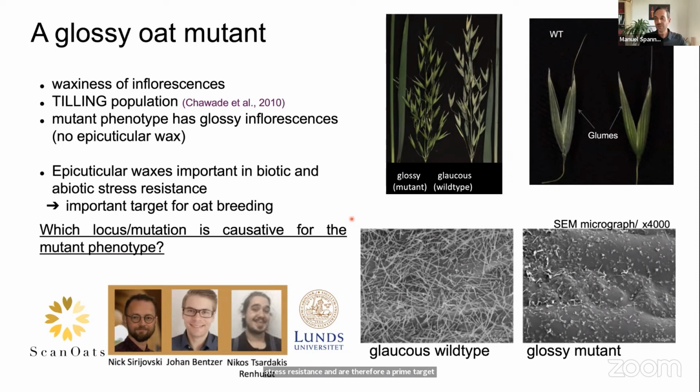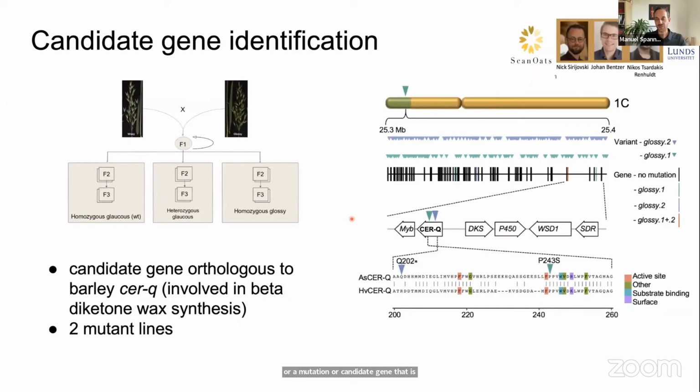breeding. So now that we had the reference sequence in hand, of course, we were wondering, can we actually find a locus or a mutation or a candidate gene that is causative for this mutant phenotype? And that's what the colleagues did here. So we sequenced a waxy and a glossy genotype, and also pools of homozygous waxy and homozygous glossy plants.